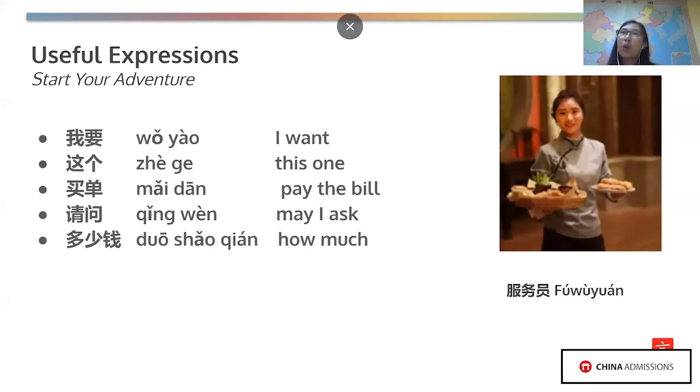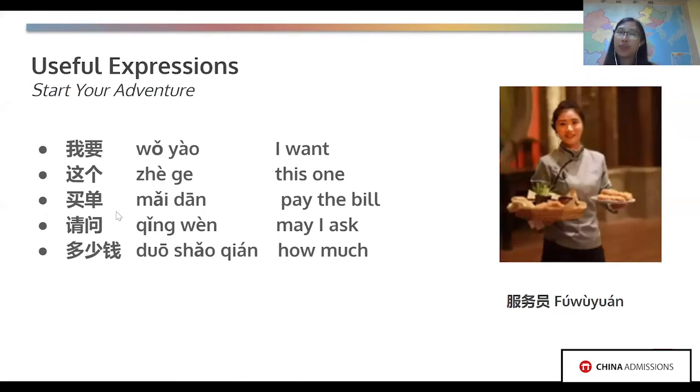我要, and then this one, 这个. Now you have a sentence. I want this one. 我要这个. Okay, and then if you go to a restaurant, after you finish your delicious Chinese food, you need to pay the bill. So you can say to the waiter or waitress, 买单, or 你好, 买单. 你好 is hello. So 你好, 买单: hello, I want to pay the bill.